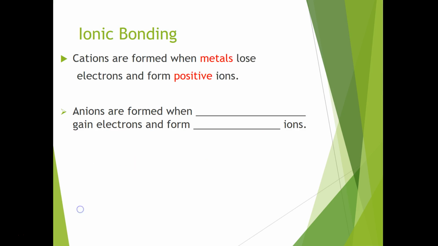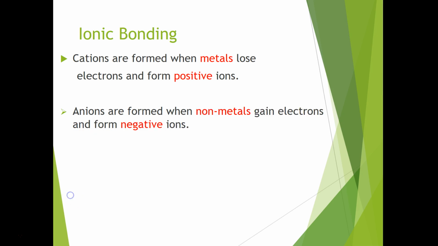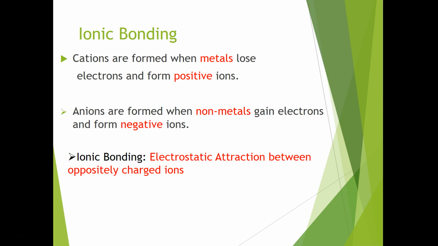Cations are formed when metals lose electrons, and when they lose electrons, that means they form positive ions. And anions are formed when nonmetals gain electrons and form negative ions. So this is the IB definition of ionic bonding. You're probably going to see this in multiple choice questions. It's electrostatic attraction between oppositely charged ions. Whenever we say electrostatic attraction, we just basically mean positive charges being attracted to negative charges.